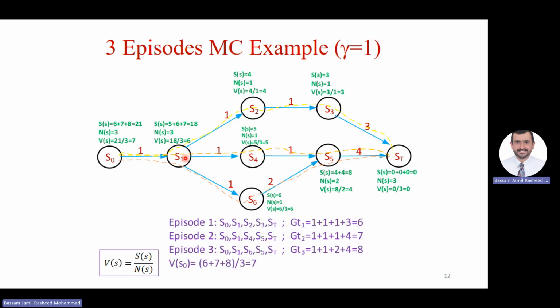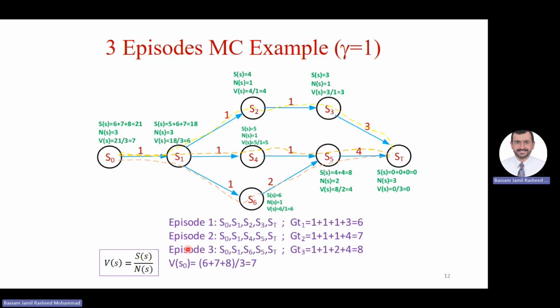And S1 has a reward of 1, 2, 4, that is 6, okay? So you can see it right here. And S0 has a reward of 7, 1, 1, 1, 4, and you can see it right here.